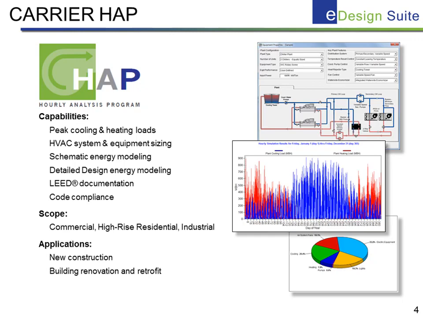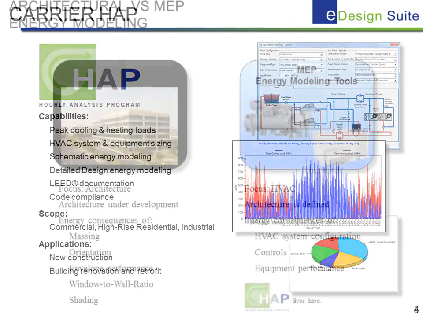HAP is also helpful for various code and standard compliances, like ASHRAE 90.1, 62.1, and IECC. Its focus is the commercial building sector, not single-family residential. It can be used for high-rise residential and industrial applications, as well as new construction, renovation, and retrofits.